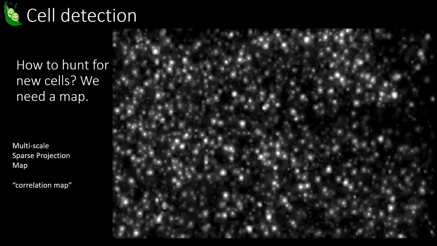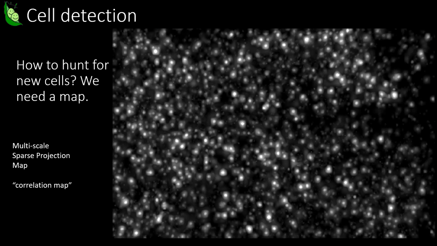It's a multi-scale sparse projection map, or you can call it a correlation map, where for every pixel here, we find how much variance is explained of a square around that pixel of a small size, a medium size, a big size, and a really big size. And we take the maximum of that over all these different maps. We compute it at multiple scales. That's why it's multi-scale. And so this gives us a picture that looks like this, which is the maximum over all these maps at these different scales. And then the algorithm goes in and it takes peaks in this map.